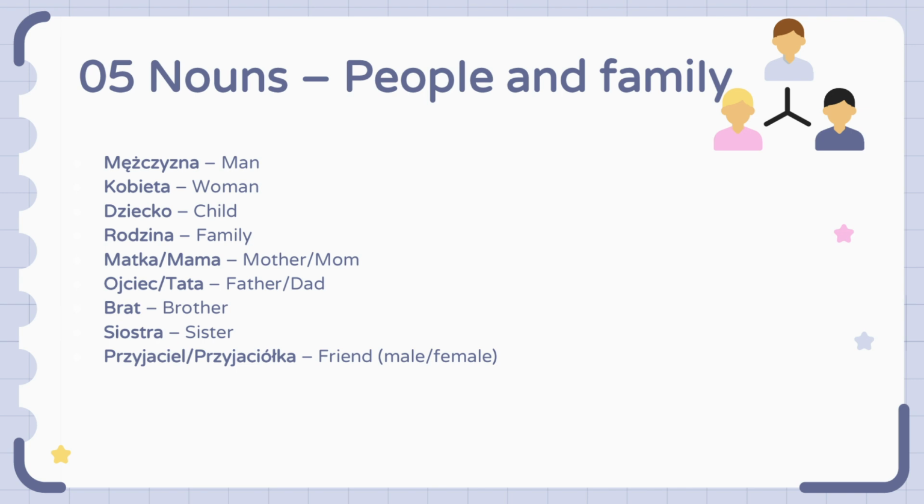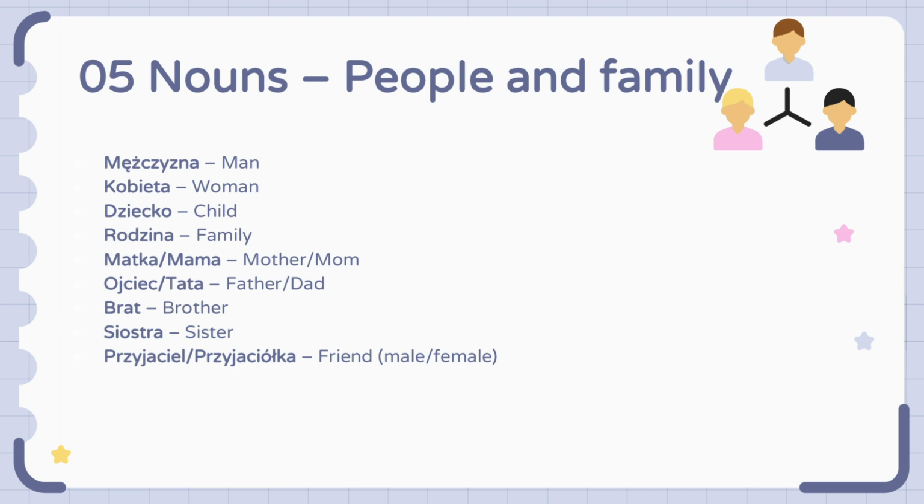I was just trying my best to provide a list of something to start with, in case you guys were interested in learning some stuff and didn't know where to start. For people and family, we have mężczyzna, man, kobieta, woman, dziecko, child, rodzina, family, mama, mom, tata, dad. You can also say matka and ojciec, but you can stick with mama and tata.